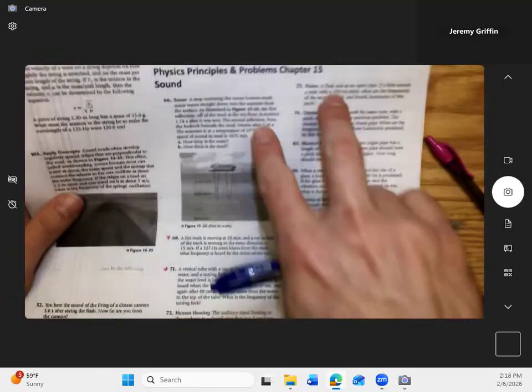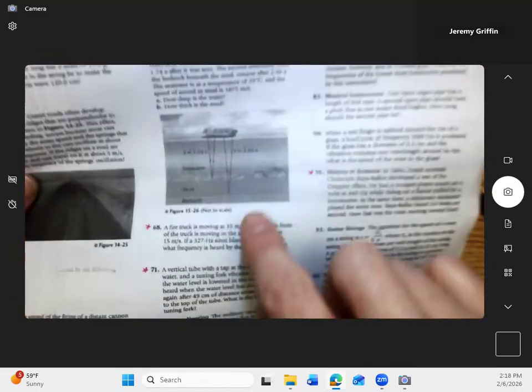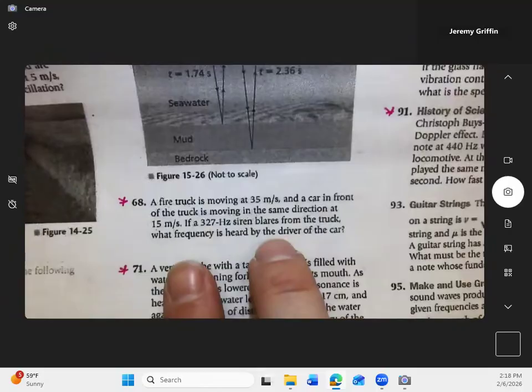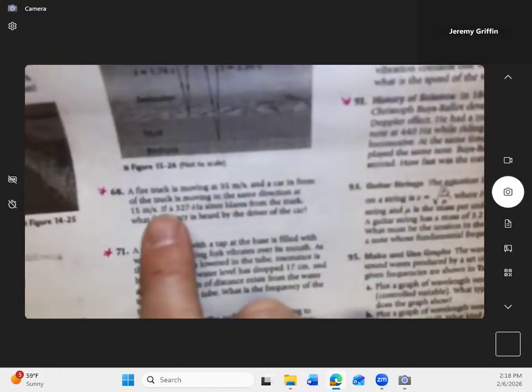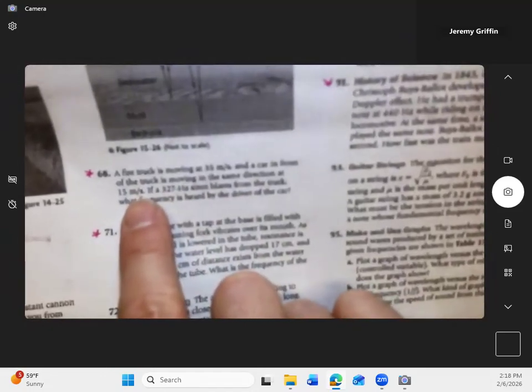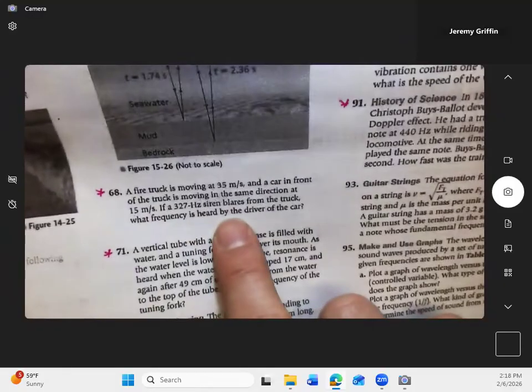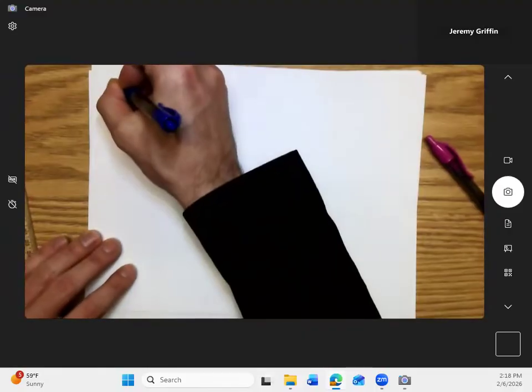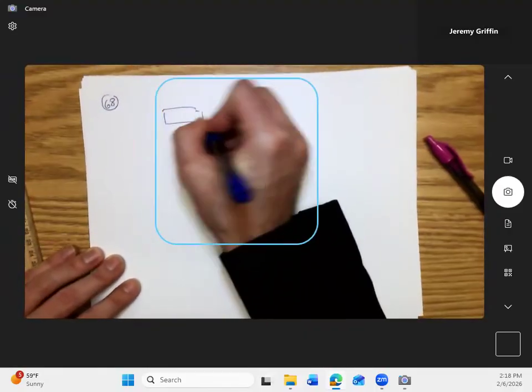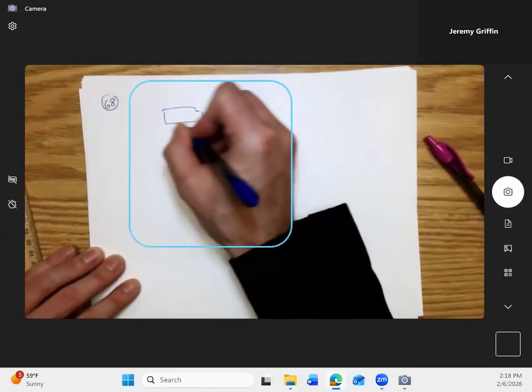All right, so let's do one of these topics though. So number six, oh, I flipped over to chapter 15. All right, so 15, right this side here. I got a fire truck moving at 35 meters per second. The car in front of the truck is moving in the same direction at 15 meters per second, and so it's slower. A 327 hertz siren blares from the truck. What frequency is heard by the driver of the car?